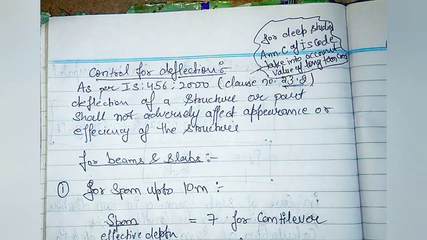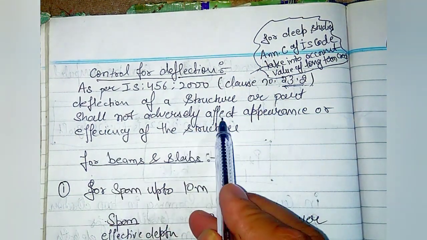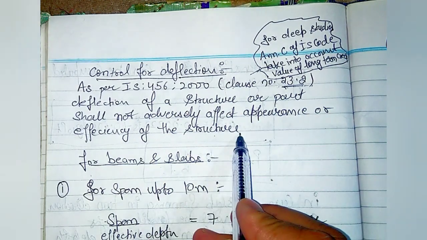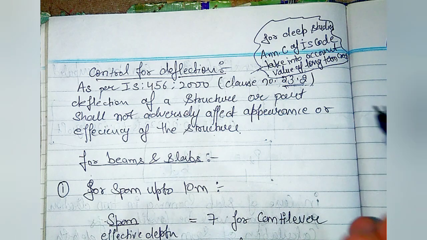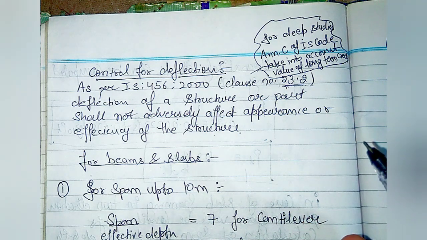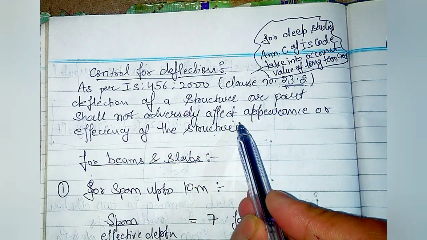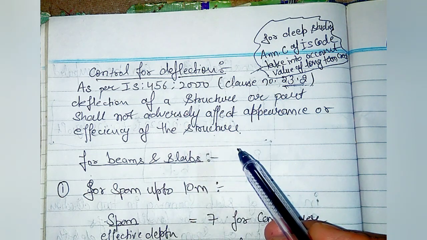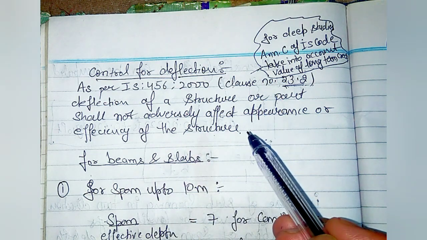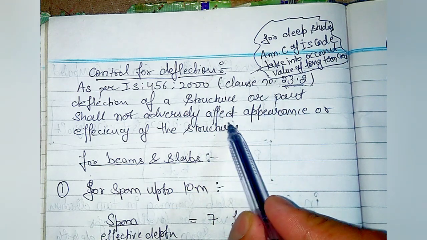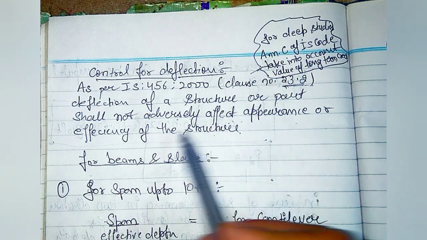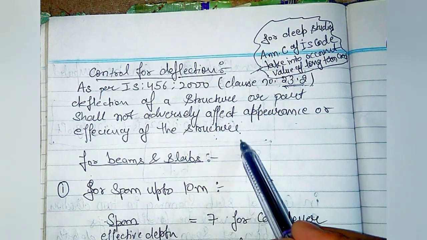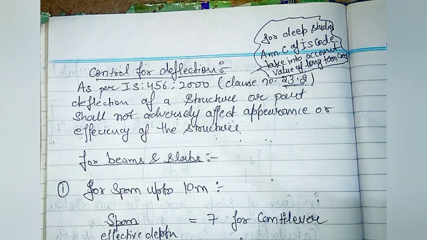Deflection of a structure or a part shall not adversely affect the appearance or efficiency of the structure. Like I said, if you are living in a house and you suddenly realize that the beam of your room has started to give cracks, or has suddenly started to deflect, that is not desirable. It will adversely affect the appearance as well as the efficiency of the structure in future. So we need to check the structure for deflection first.